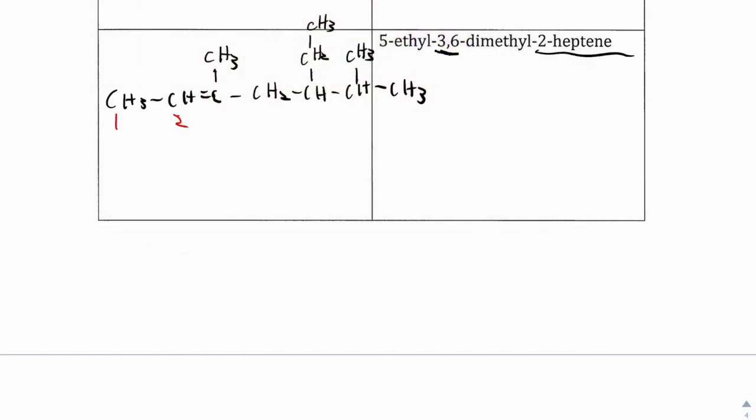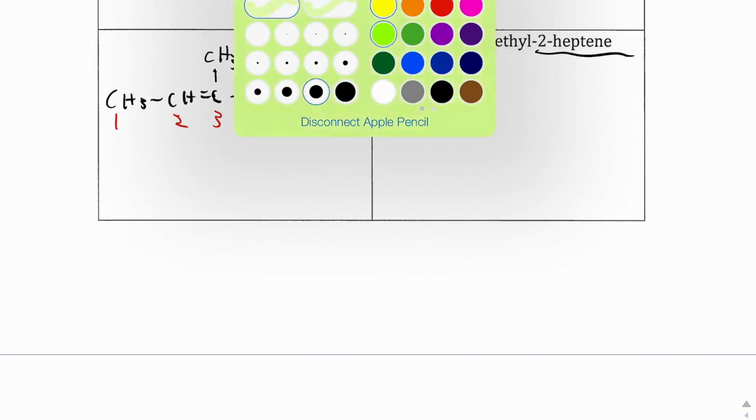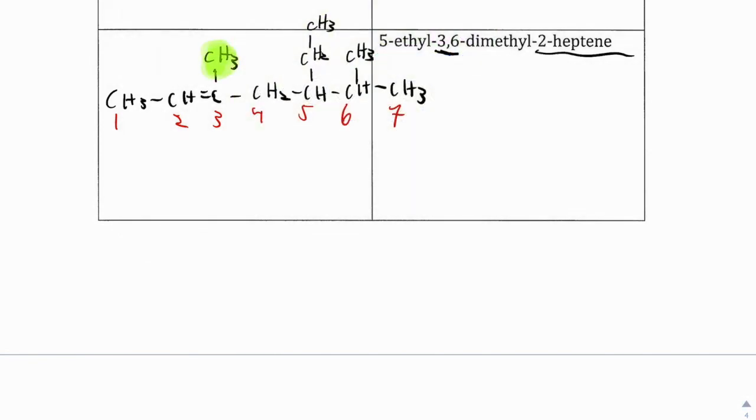Since in this one a lot of things were going on, 7, so this is my longest carbon chain. This is my methyl here. This is my methyl here. So just highlight this here. And I had a 5-ethyl right here.